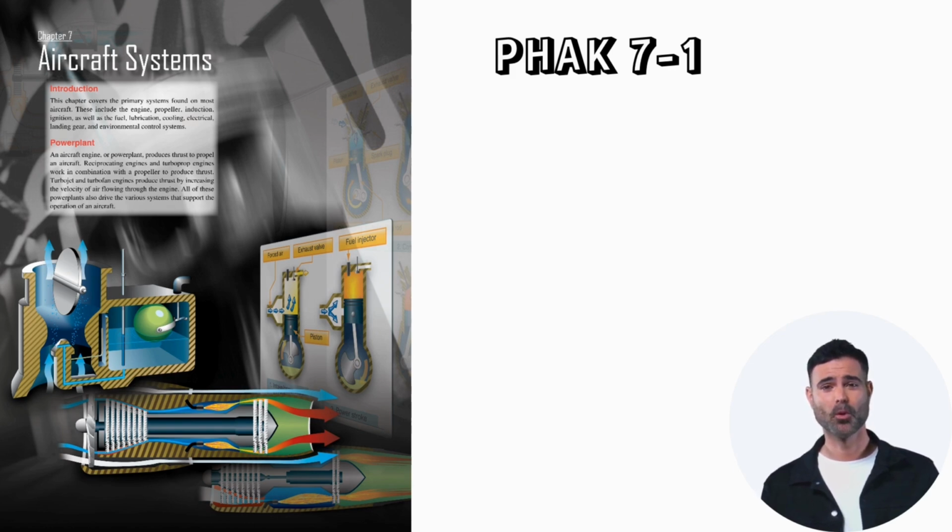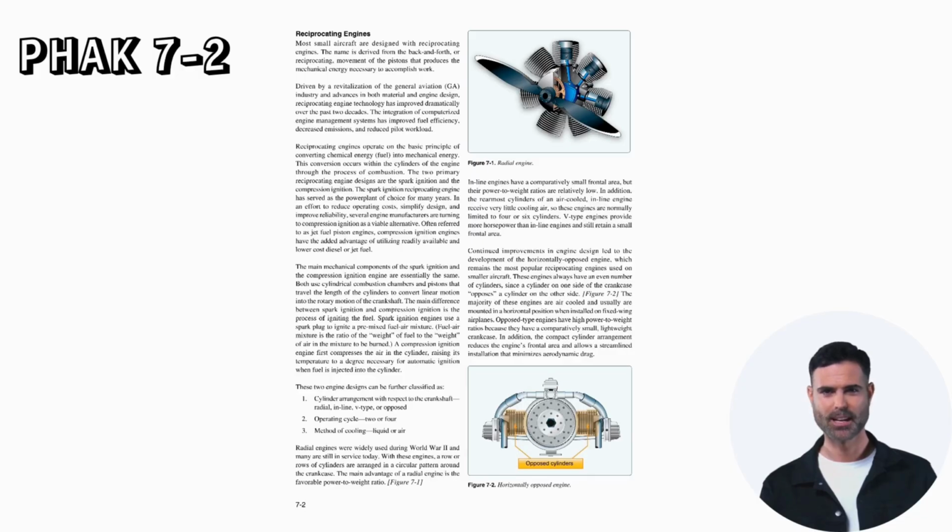Reciprocating engines and turboprop engines work in combination with a propeller to produce thrust. Turbojet and turbofan engines produce thrust by increasing the velocity of air flowing through the engine. All of these power plants also drive the various systems that support the operation of an aircraft. Reciprocating engines. Most small aircraft are designed with reciprocating engines.